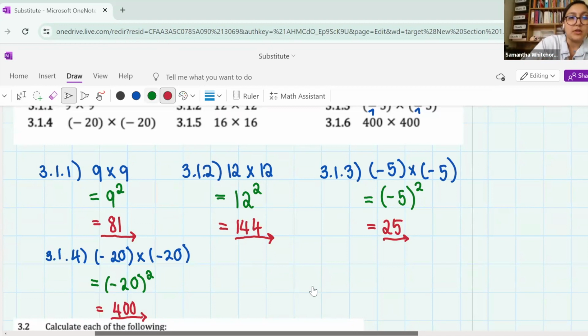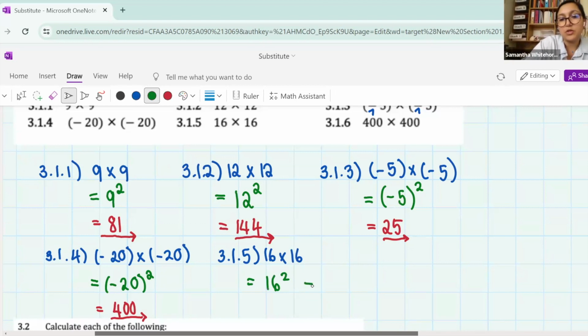All right, if we now have a look at the next one, we've got 3.1.5. This is 16 times 16. They're identical values that I'm multiplying. So this is going to be 16 squared, if you want to write this with brackets. So if you wanted to say bracket 16 squared, there's nothing wrong with that. Okay, it means the same thing. If the brackets help you remember that you are squaring the positive 16, that's absolutely fine. Right, and then obviously we actually have to go and square that amount. So we've got 16 times 16, and that gives us 256.